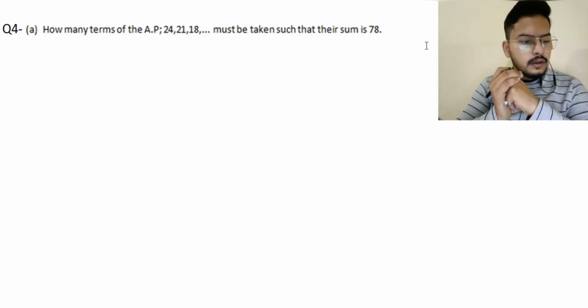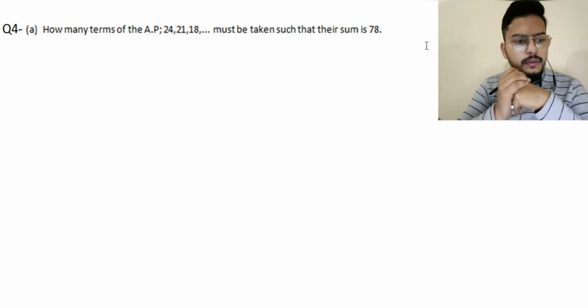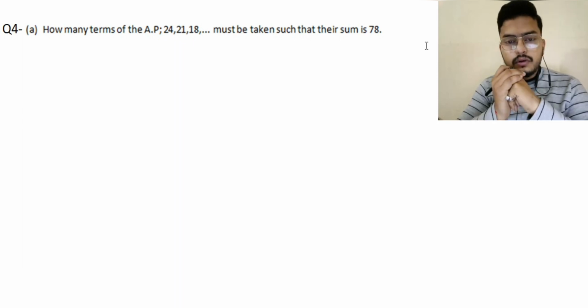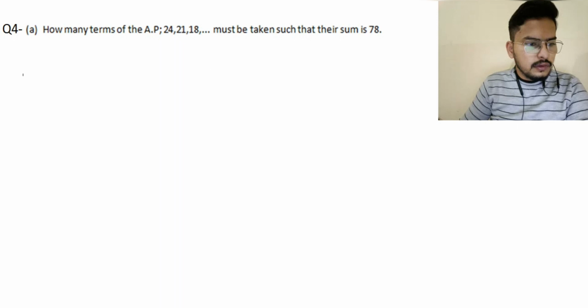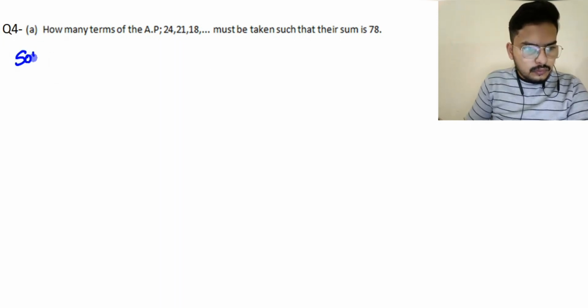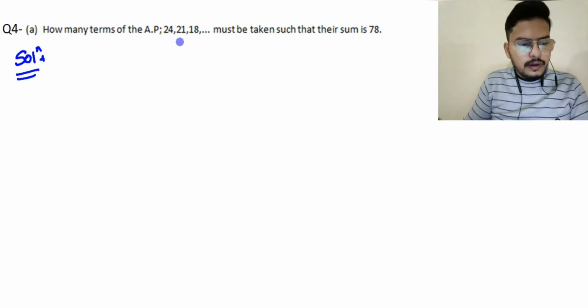Question number 4 says: how many terms of this particular AP must be taken such that their sum is 78? What is given in this question is that we have to find how many terms to take in this AP, and the sum is already given as 78. So first, let us write whatever values we can find from that particular AP.